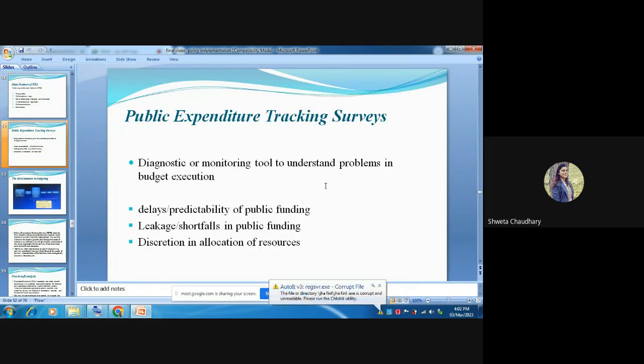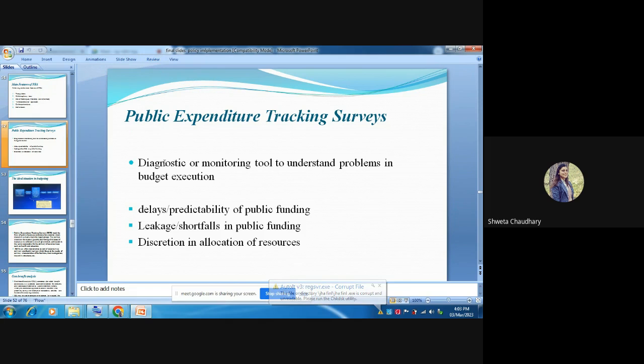These are diagnostic or monitoring tools to understand the problems in budget execution. Suppose funding is being done, but full funding is not being reached for that policy. Suppose for an irrigation policy the government has given 1,000 crores rupees and it has not been disseminated. Then the government may ask why it is not being allocated or where you have allocated. Show your allocations. What were the shortfalls? What were the leakages? Why was it not implemented or allocated?